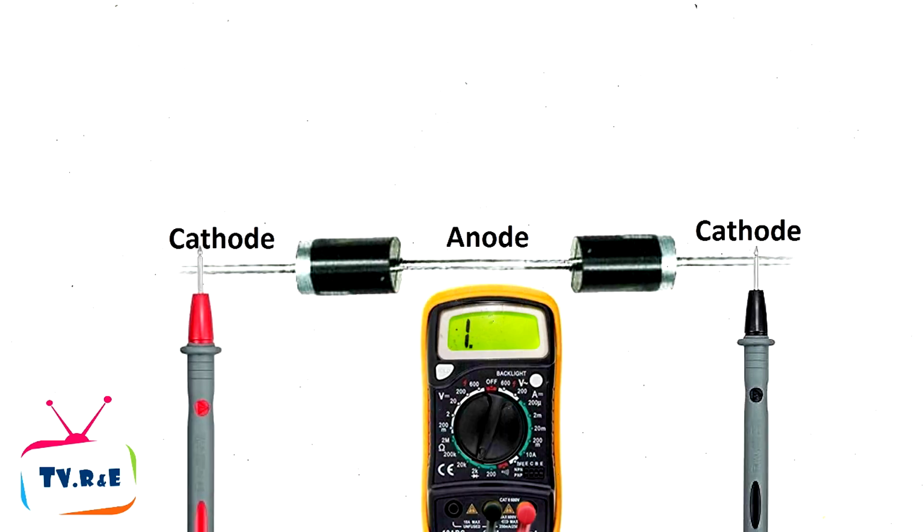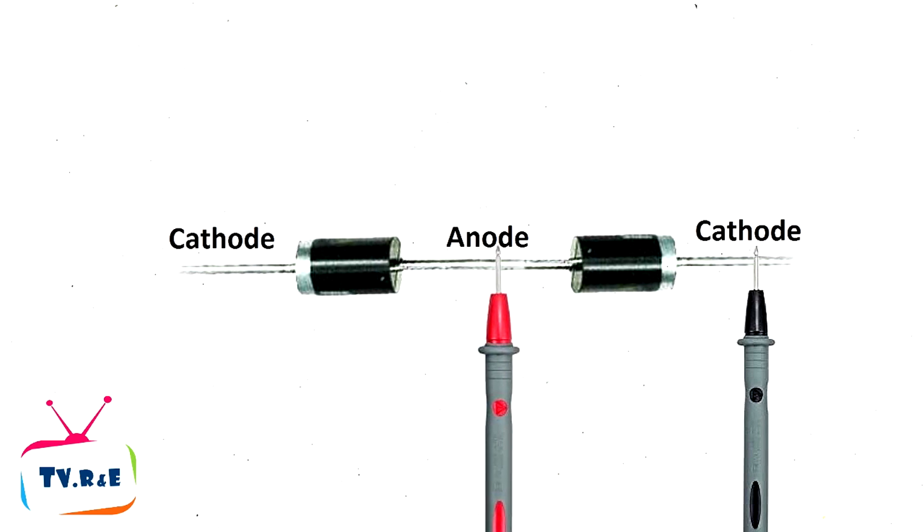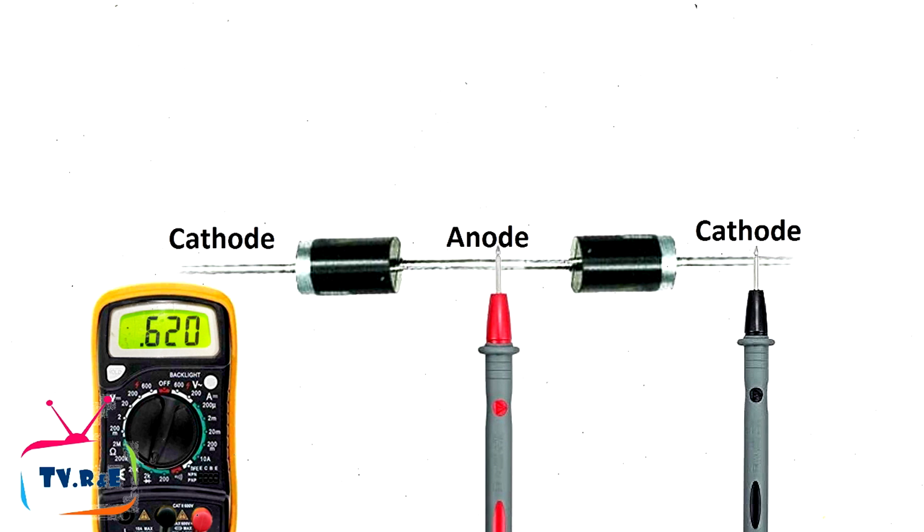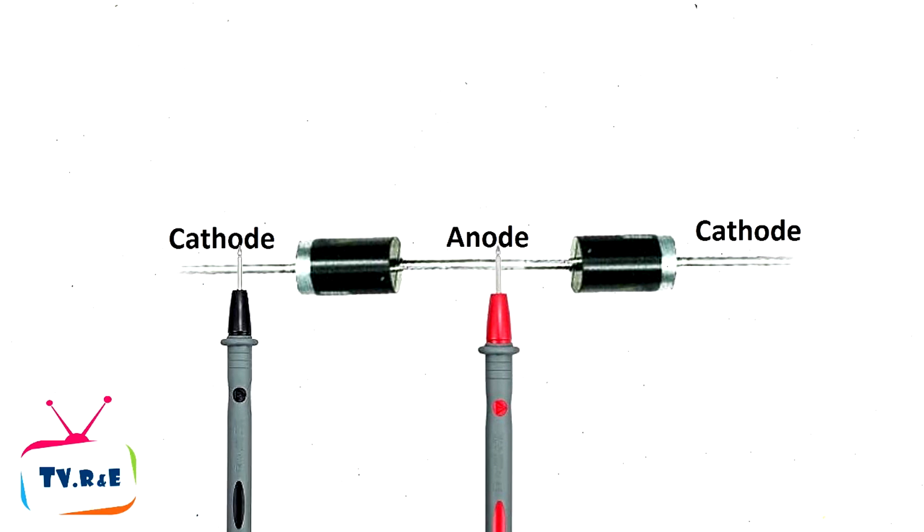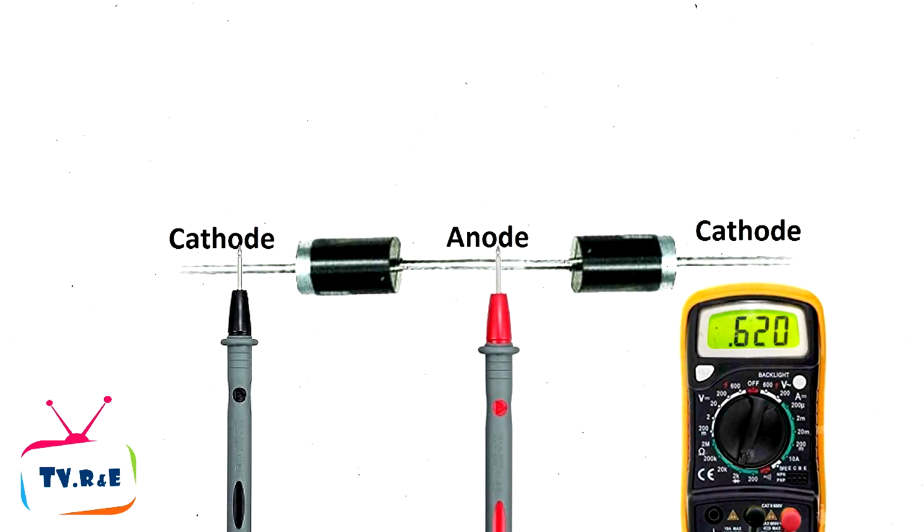However, if we place the red lead of the multimeter to the anode side of the diode, it shows the reading. Also, if we switch the black lead of the multimeter to either side of the cathode of the two diodes, we will still get the reading. This is because the voltage is passing from the anode side to the cathode side, which we have learned earlier.